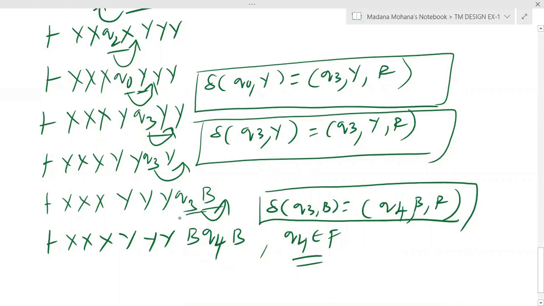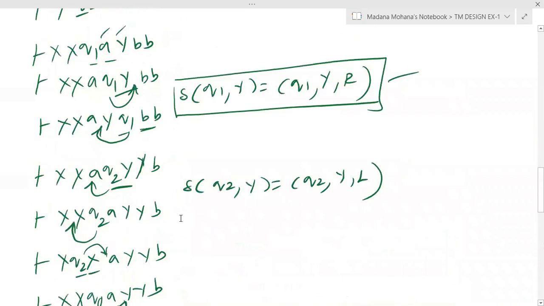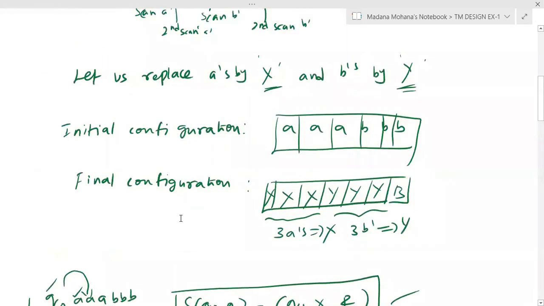So this is the final configuration. So here what we assumed in the initial step, here you can see the final configuration. What is the final configuration?